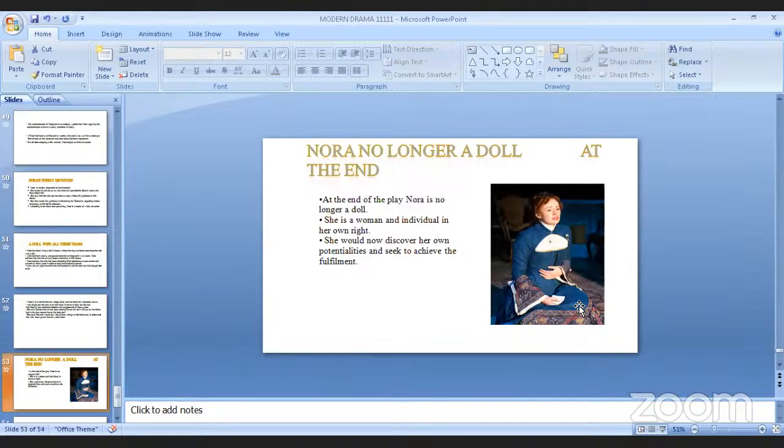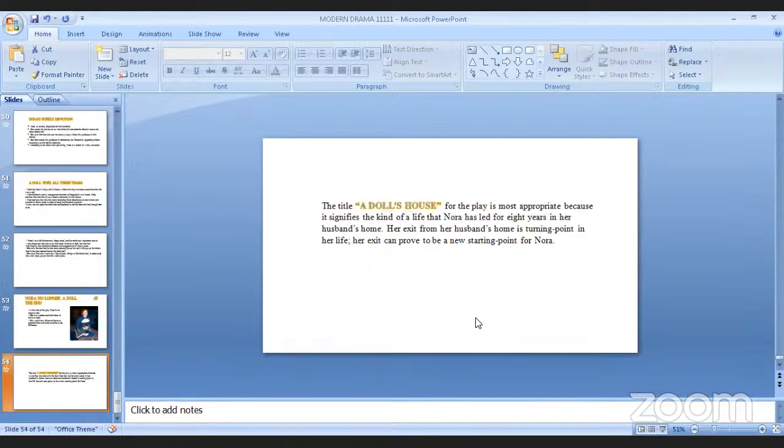Now, at the end of the play, Nora is no longer a doll. She's a woman and an individual in her own right. She would now discover her own potentialities and seek to achieve fulfillment. The title is quite appropriate because it signifies the kind of life that Nora has led for 8 years in her husband's home. Her exit from her husband's home is a turning point in her life. Her exit can prove to be a new starting point for Nora.